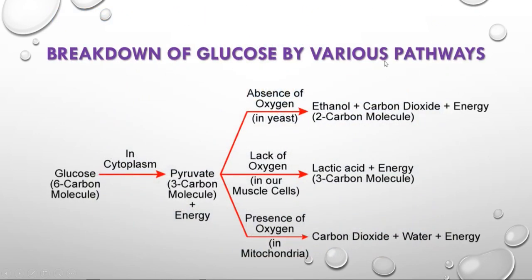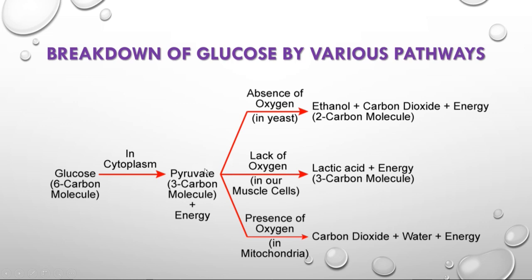This is the breakdown of glucose by various pathways. Glucose is a six carbon molecule produced in respiration, and this is how its breakdown occurs. In the cytoplasm, the six carbon glucose molecule breaks down and forms pyruvate, which is a three carbon molecule, plus energy. From a six carbon molecule it has gone to a three carbon molecule, giving out energy.